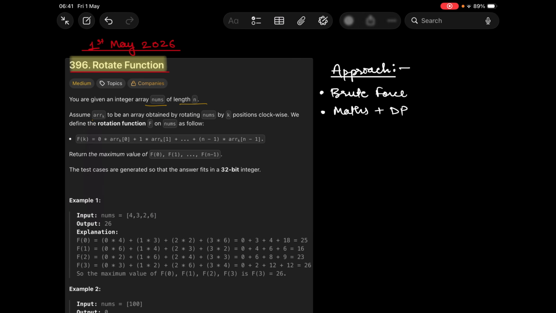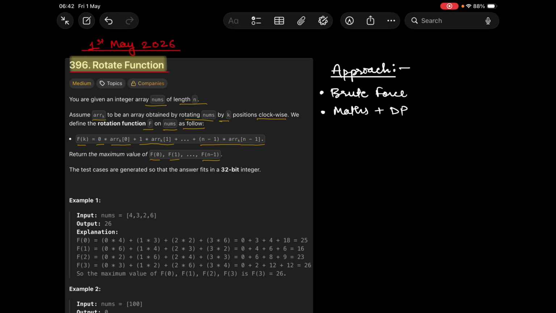Assume arr of k to be the array obtained by rotating nums by k positions clockwise. We define the rotation function F on nums as follows. F of k is equal to 0 into arr of k of 0 plus 1 into arr of k of 1 plus so on up to n minus 1 into arr of k of n minus 1. Return the maximum value of F of 0, F of 1, up to F of n minus 1. Test cases are generated so that the answer fits in a 32-bit integer.